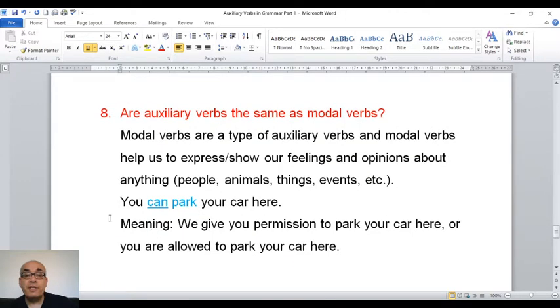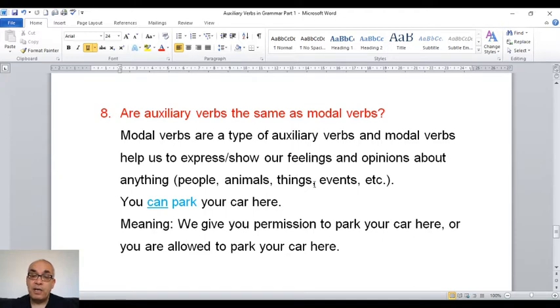Are auxiliary verbs the same as modal verbs? Modal verbs are a type of auxiliary verbs. So the family, father and mother if you want, or the parents are auxiliary verbs. Under auxiliary verbs we have modal verbs. So they are a type of auxiliary verbs. Modal verbs help us to express or to show our feelings and opinions about anything, about people, about animals, about things, about events.